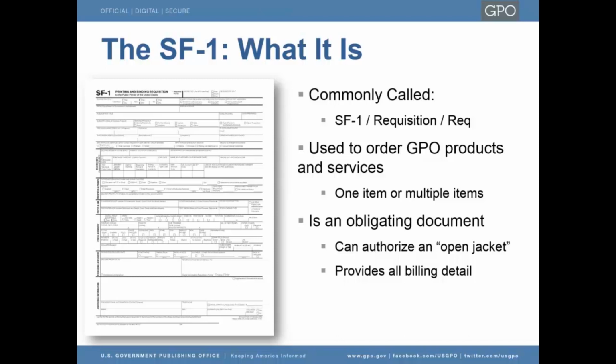and services. The SF1 can also be used to commit funds for a series of orders under what we call an open jacket. An open jacket is an order that remains open and billable for a set period of time, typically one fiscal year. The SF1 captures all of the relevant billing information for the order, including the credit card number, IPAC, and GPO deposit account number.